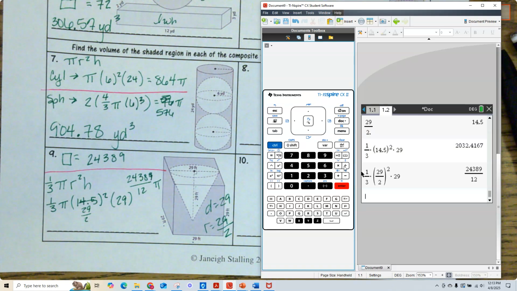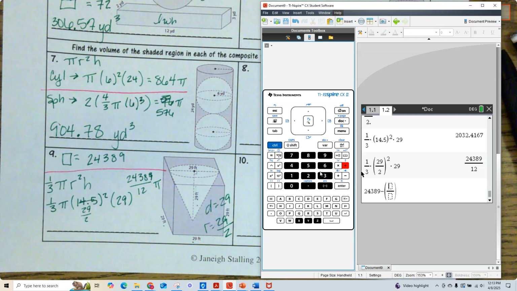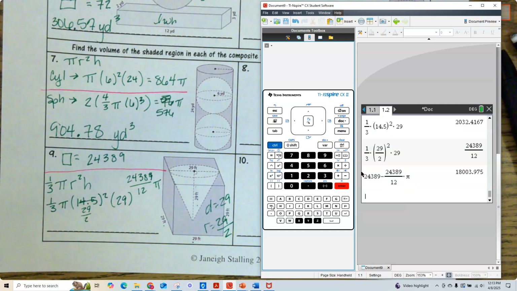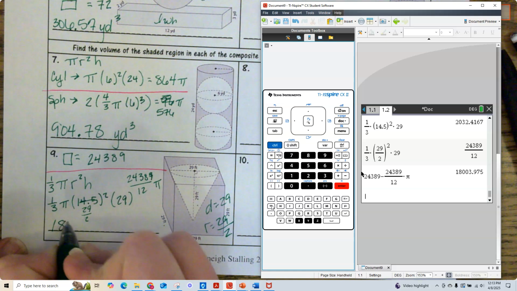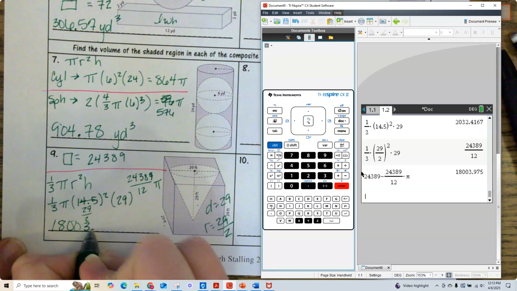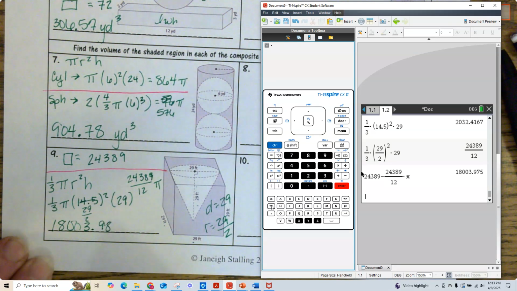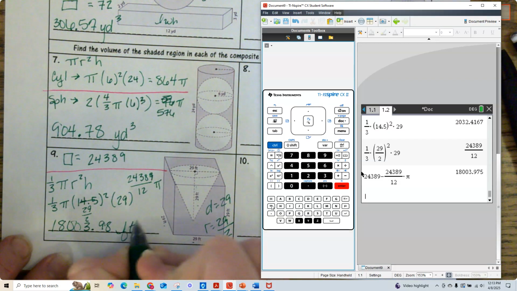Okay. Subtract now. 24,389 minus. Here especially, parentheses. When you're dealing with pi, 3,8,9 over 12. You want to make sure that it's subtracting everything it's supposed to subtract. Okay? And it is that big crazy number. 18,003 point. This one's going to round up. 98 feet cubed.